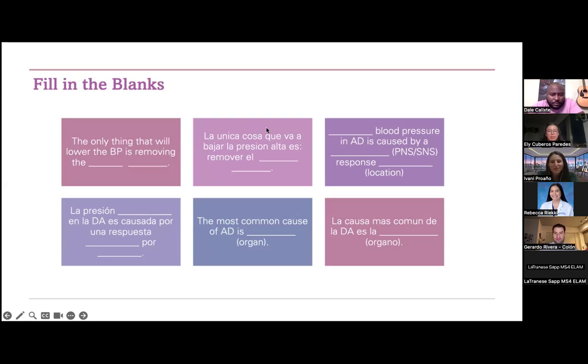And so we have this one over here. Blank blood pressure in AD is caused by a possible PNS/SNS response at this location. High blood pressure in AD is caused by a sympathetic response above T6. Beautiful. Okay, good job. And then the same thing, but in Spanish. La presión en la DA es causada por una respuesta por.